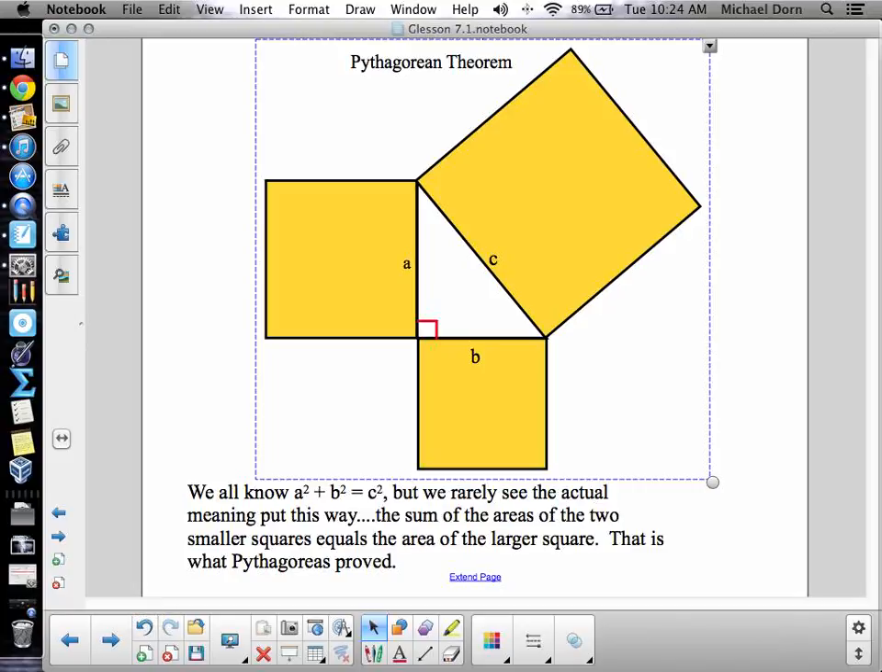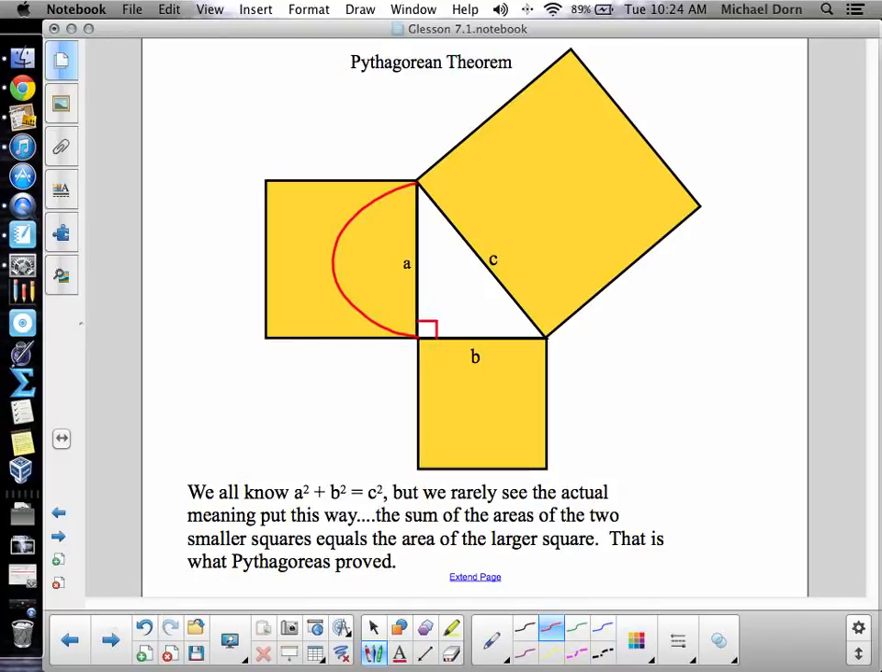And the interesting thing is that it works not only with squares, it also works with equilateral triangles. It works with semicircles. If I were to draw a semicircle with diameter A, a semicircle with diameter B, and a semicircle with diameter C, the area of this semicircle plus the area of this semicircle would equal the area of that semicircle. But it's hard to write A semicircle plus B semicircle equals C semicircle. That doesn't work. Or A equilateral triangle plus B equilateral triangle equals C equilateral triangle. That's not very useful for us mathematically. A squared plus b squared equals c squared makes the most sense, which is why we do it that way.